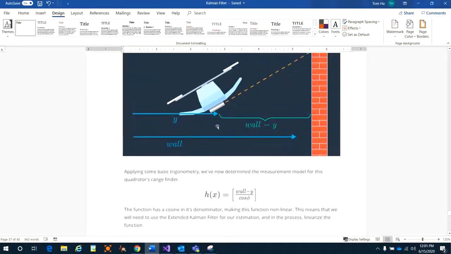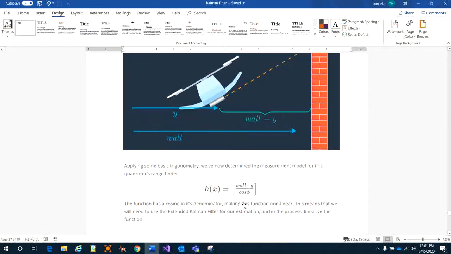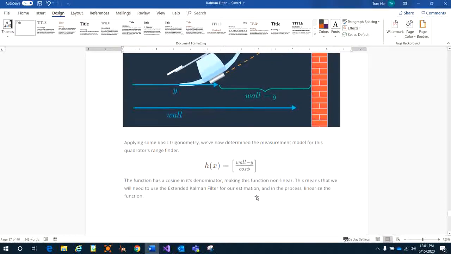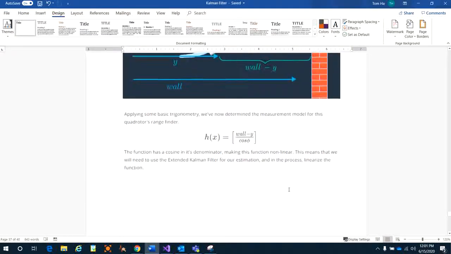Okay, and look at this. We can get the distance, the function of the right here. Applying basic trigonometry, we can determine the measurement model of the drone. It means the wall minus the y. This is a nonlinear function, right? So we have to use the Kalman filter for our estimation, and you have to linearize the function.